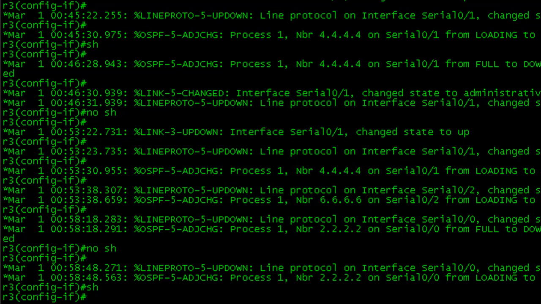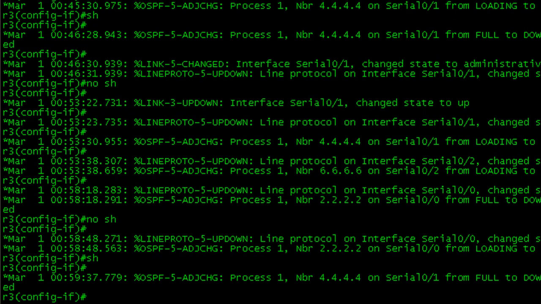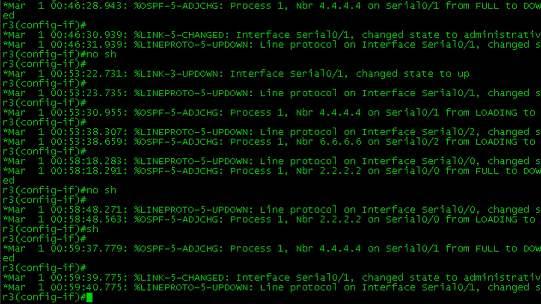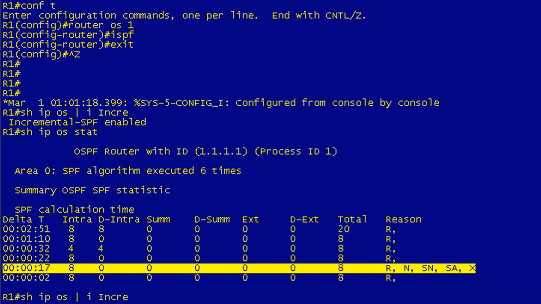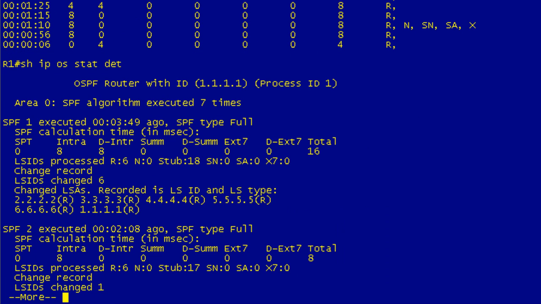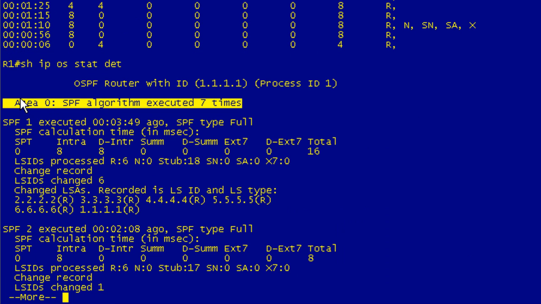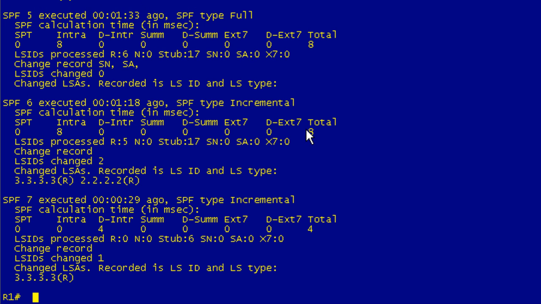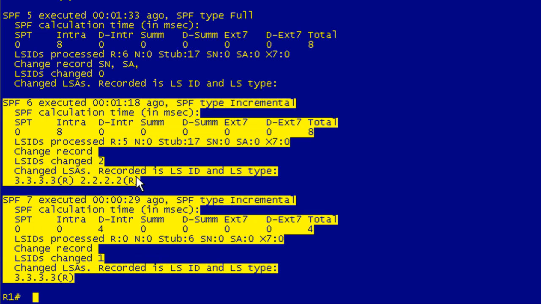Now let's go ahead and shut this guy down. We'll wait for it to tell us that everything has fallen on its face. And let's go ahead and reissue the show IP OSPF statistics command. And here we go. We see one from 6 seconds ago. So now let's go ahead and do details, and you know what we're going to see here. It's executed 7 times, so we're looking for SPF 7 and exactly what we thought we would see, incremental. And here you see that 6 was incremental as well. This is probably that whole deal where it's getting LSAs not all grouped together. They're coming in a couple of waves here.